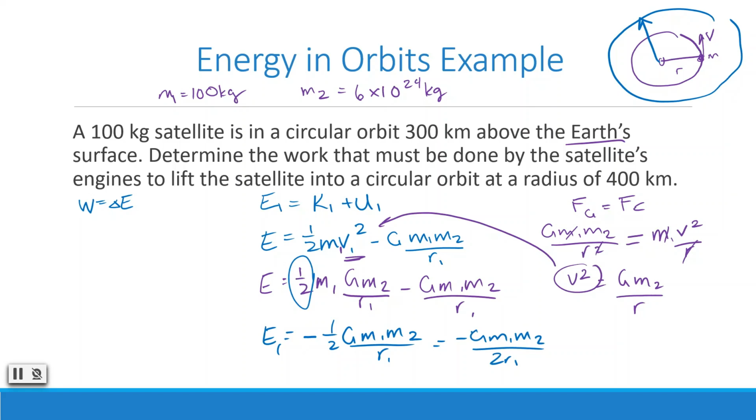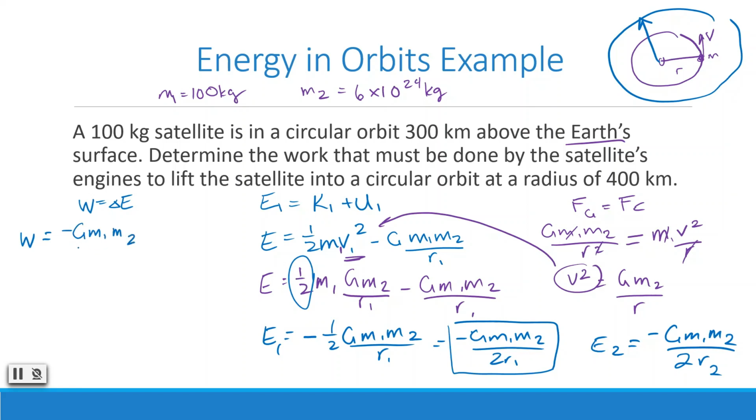Well, our energy at the end is going to have the same format, except we're going to have a different r. So our work is the change in energy. So E1 is this guy. E2 is going to have the same form, but it's going to be negative G m1 m2 over 2 times r2. So our work is the change in energy, which is E2, negative G m1 m2 over 2r2, minus, well, we're doing E2 minus E1, right? Minus a negative G m1 m2 over 2r1.